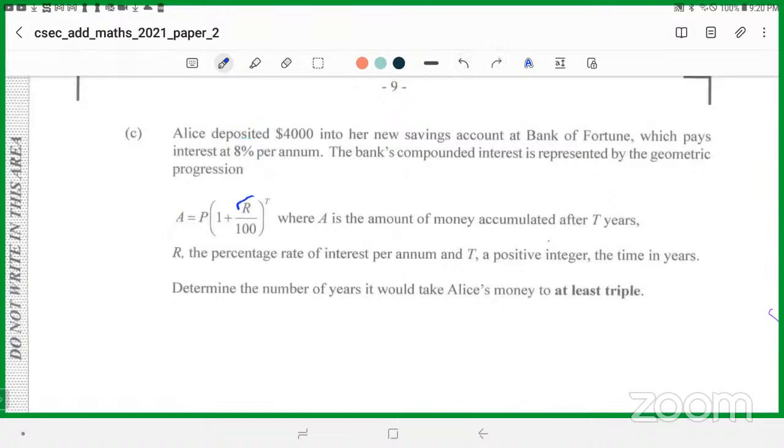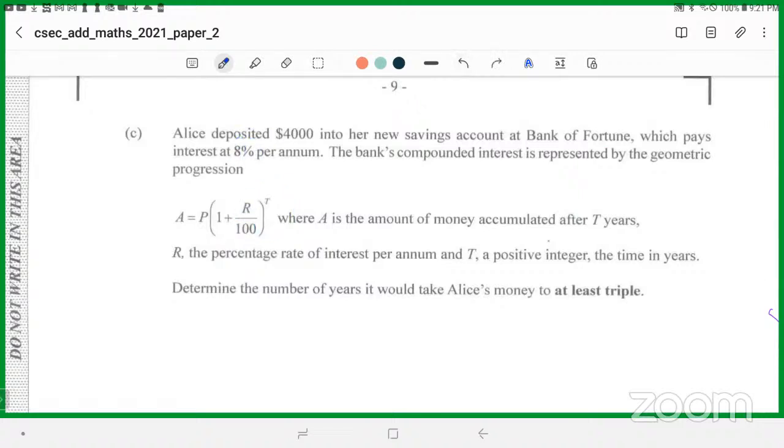What it means is that this R is that 8 right there. This P is the principal amount of 4,000 right there. This T is the time in years. And they told us here, A is the amount accumulated after t years. R is the rate percent increase per annum. So R is the same 8 up there. The 100 under here is taking care of the percentage aspect of it. So the R really is just equal to 8.